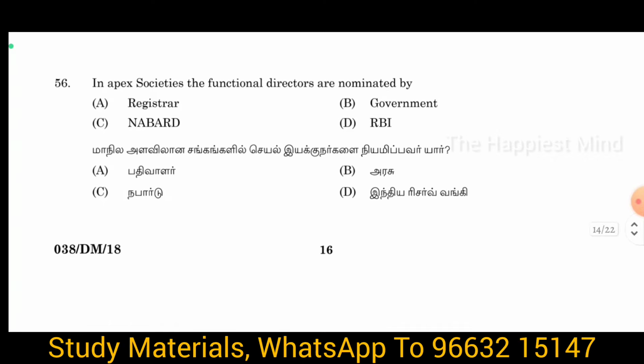Question 56. In apex societies, the functional directors are nominated by dash. They are asking who nominates the functional directors in apex societies. Answer is option B, the government.